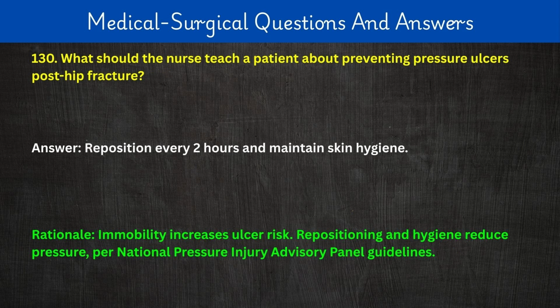130. What should the nurse teach a patient about preventing pressure ulcers post-hip fracture? Answer: reposition every 2 hours and maintain skin hygiene. Rationale: immobility increases ulcer risk. Repositioning and hygiene reduce pressure, per National Pressure Injury Advisory Panel guidelines.